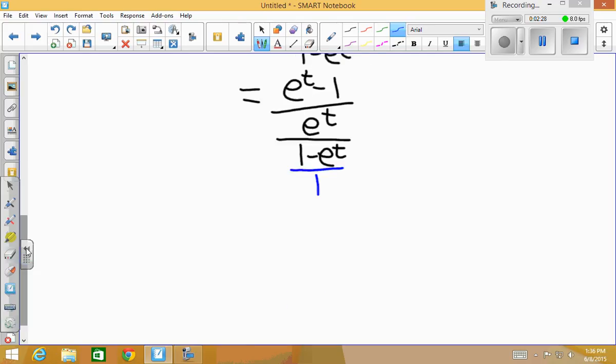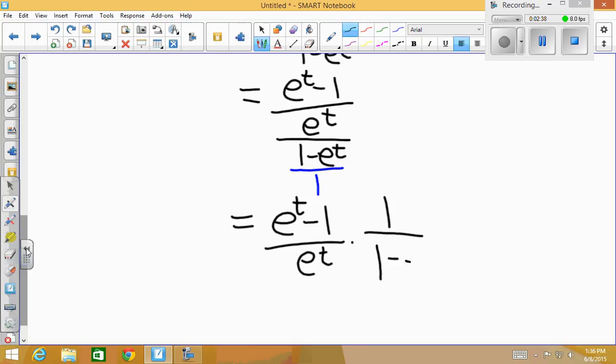So we can divide fractions by multiplying by the reciprocal. So e to the t minus 1 divided by e to the t times 1 over 1 minus e to the t. We would almost be able to cancel the e to the t minus 1 and the 1 minus e to the t, but the signs are opposite. But we can deal with that.